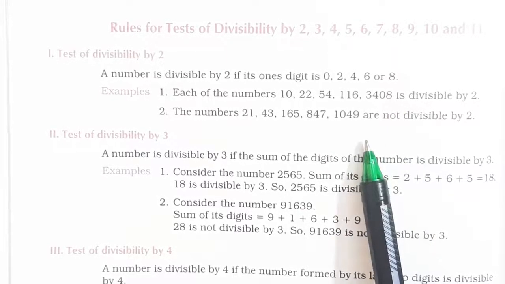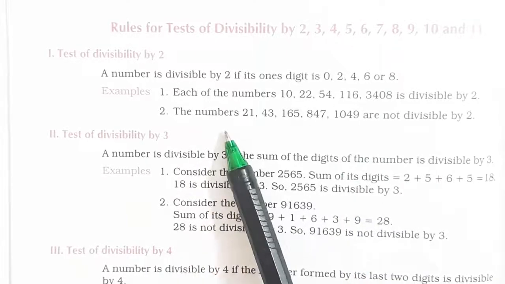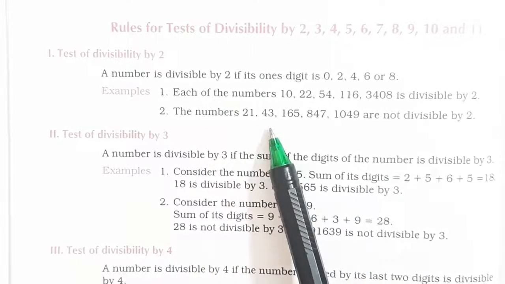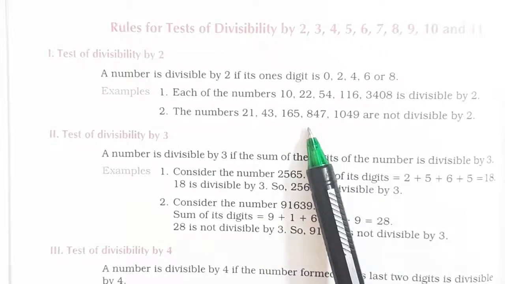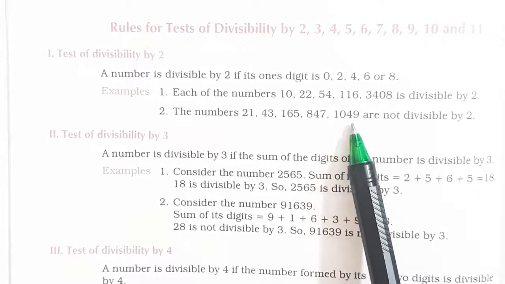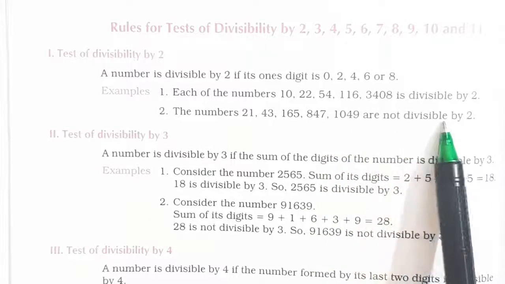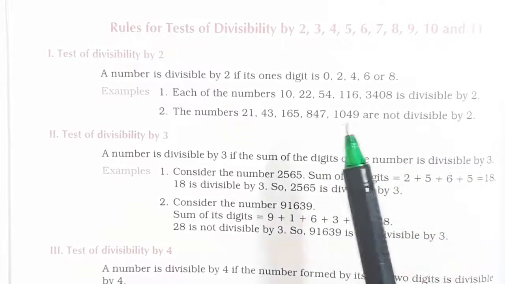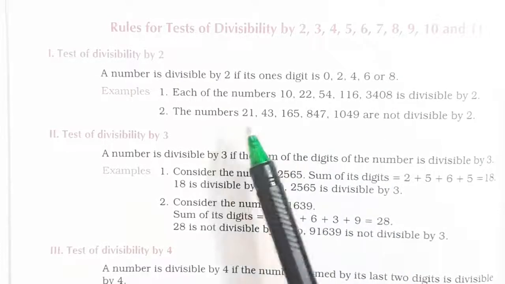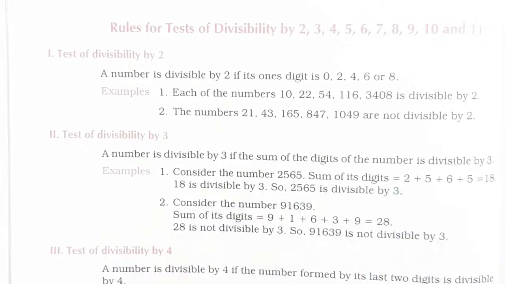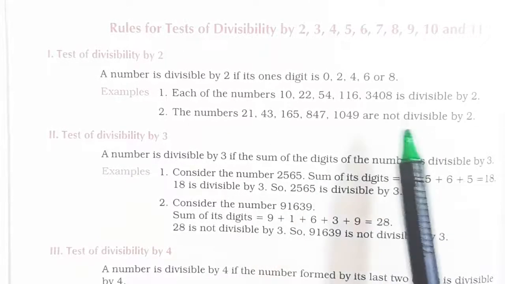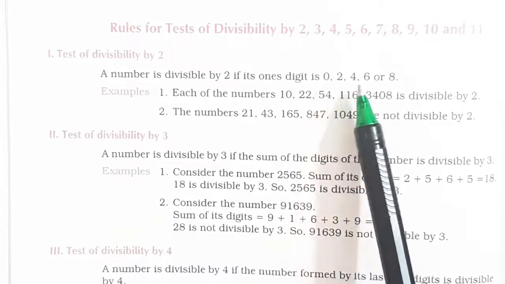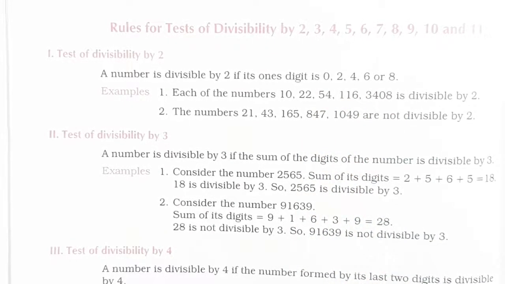Now let us take one more example. The numbers 21, 43, 165, 847, 1049 are not divisible by 2. Now why so? See the last digits, they are not even numbers. Clear? Or you can say the last digit is not 0, 2, 4, 6 and 8. I hope it is clear to you now.